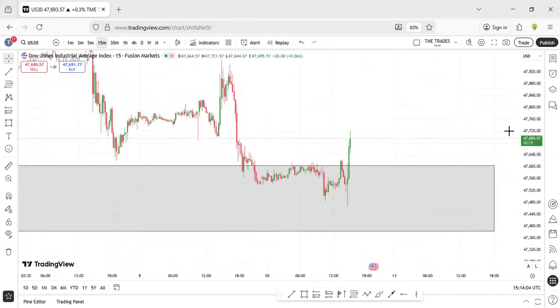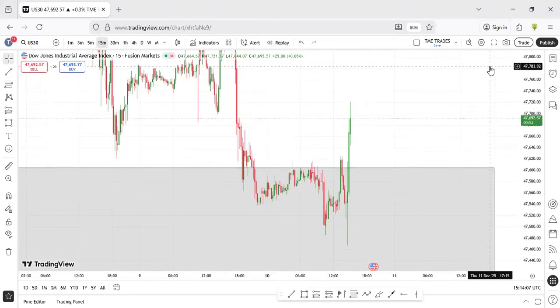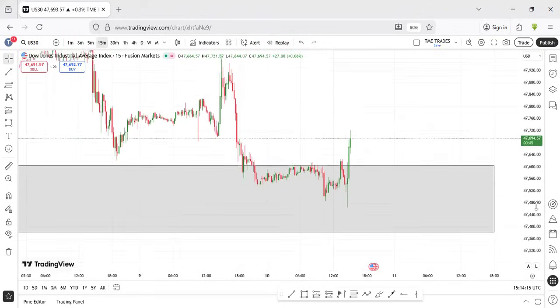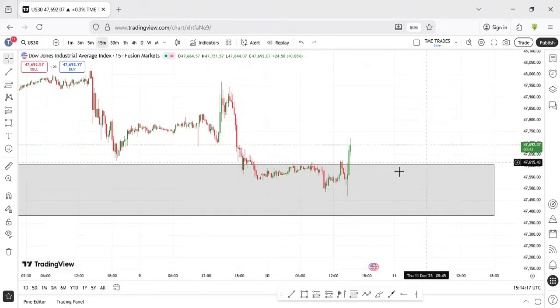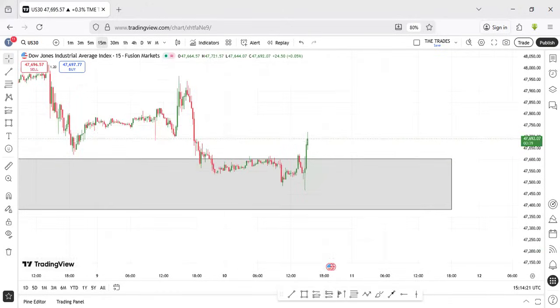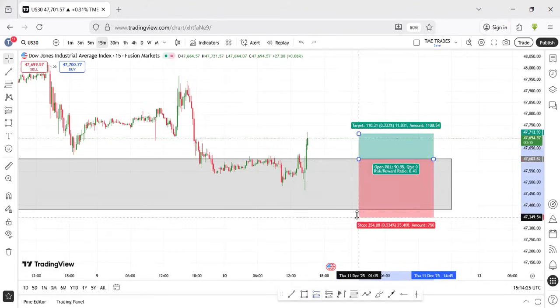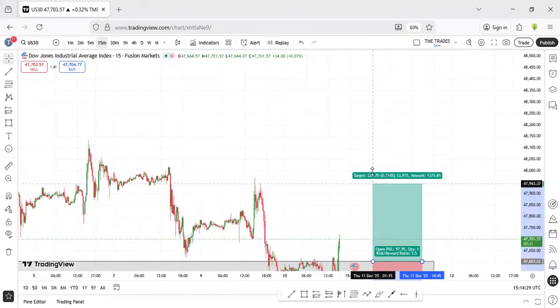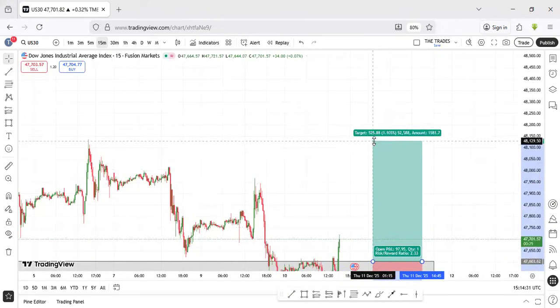Let me see if we have that valid change of character. Okay, I have not gotten a clear change of character at this particular place. But if this market gives us a very good change of character here, then we should be looking for more opportunity today to the upside at this particular place. But I still believe that the market is still going to come down.